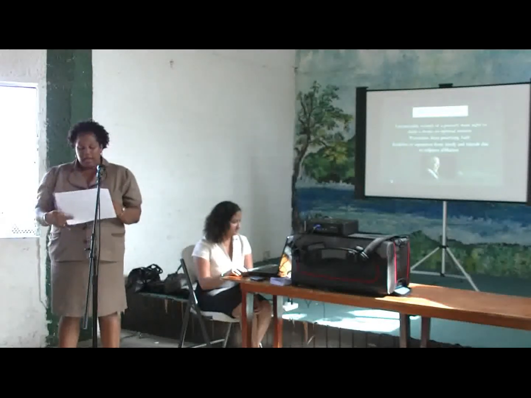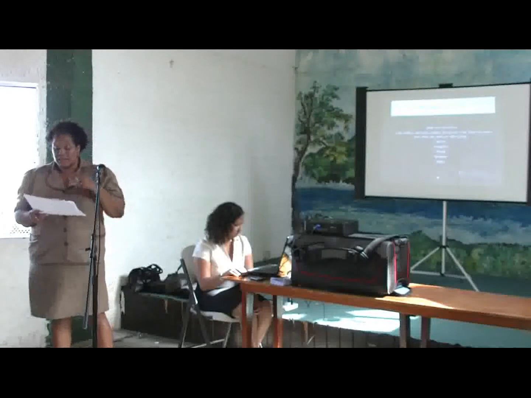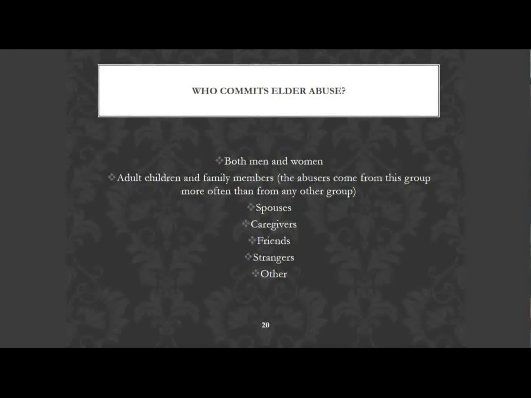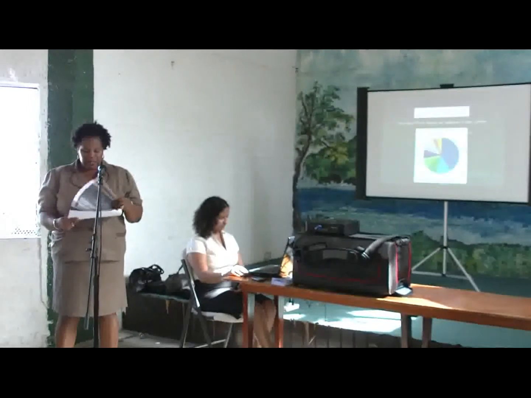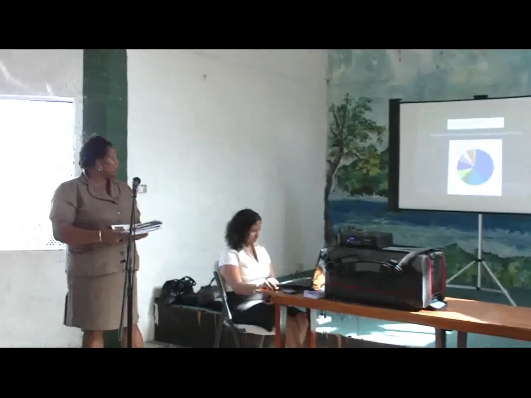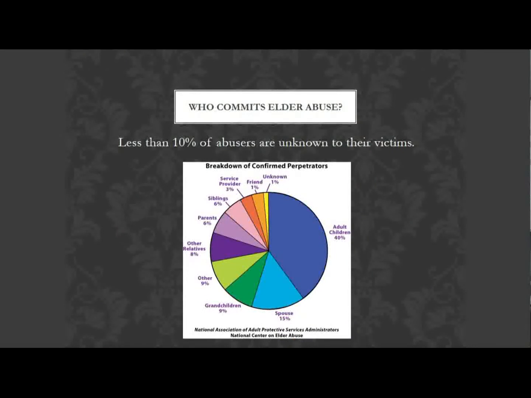Okay? Then we have who commits elder abuse. Both men and women. Adult children, family members. The abusers come from this group more often than from any other group. That's children and family members. You also have spouses, caregivers, friends, strangers, and other people can also abuse elder persons. Who commits the abuse, continued: less than 10% of abusers are unknown to their victims.